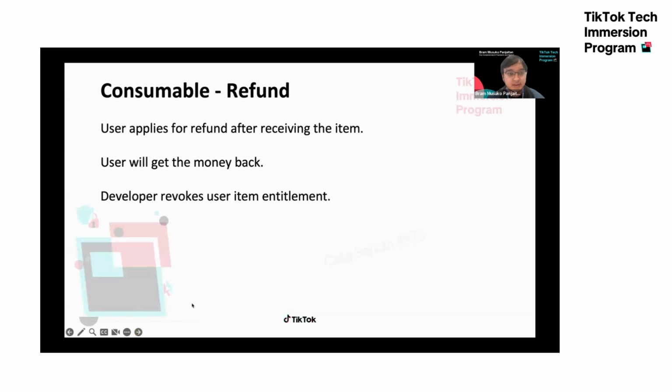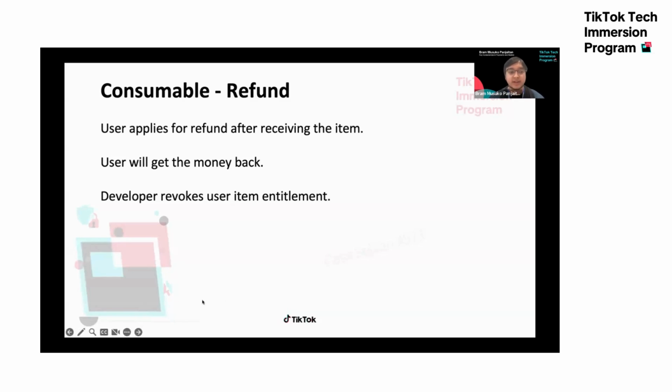Next page, please. Okay, so for consumables like coins, the user can also apply for a refund. If you think the item is fraud, or there's a system issue and you didn't get the coins properly, you can apply for a refund. Refund is only applicable if you already finished your payment and received your item, then you think there's something wrong with it. You apply for a refund to the channel, which is the payment provider, usually Apple or Google. If the refund gets accepted by the channel, the user will get the money back.